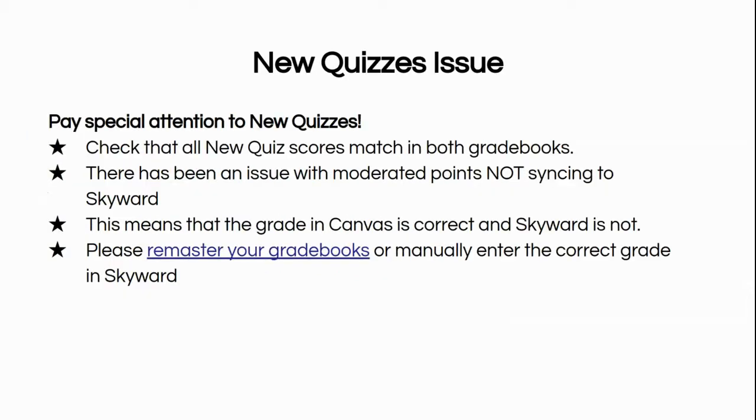When it comes to new quizzes, pay special attention to new quizzes. Note that new quizzes do have some errors when it comes to grade syncing and calculating because this feature is still in beta in Canvas. So if you notice an error, my first suggestion is to remaster your grades. Also, just make sure that you are diligent in checking if you know you're using a new quiz and those quizzes have moderated questions or questions that you have to score by hand.